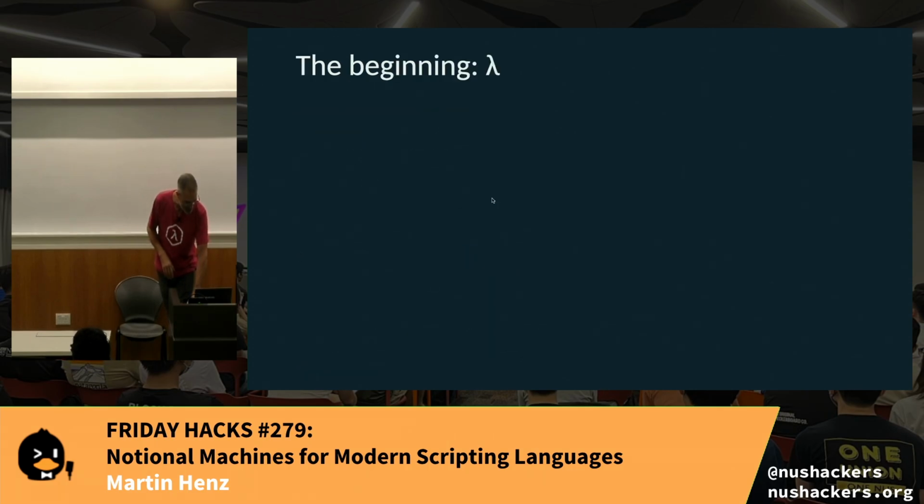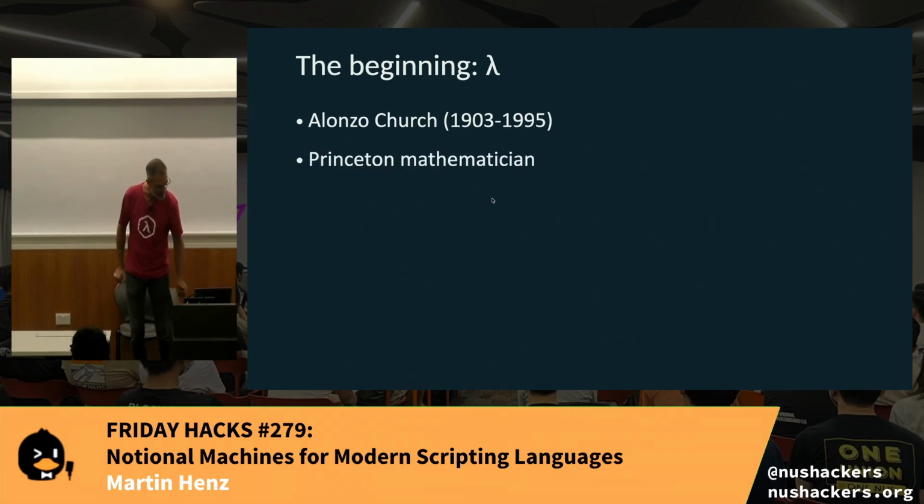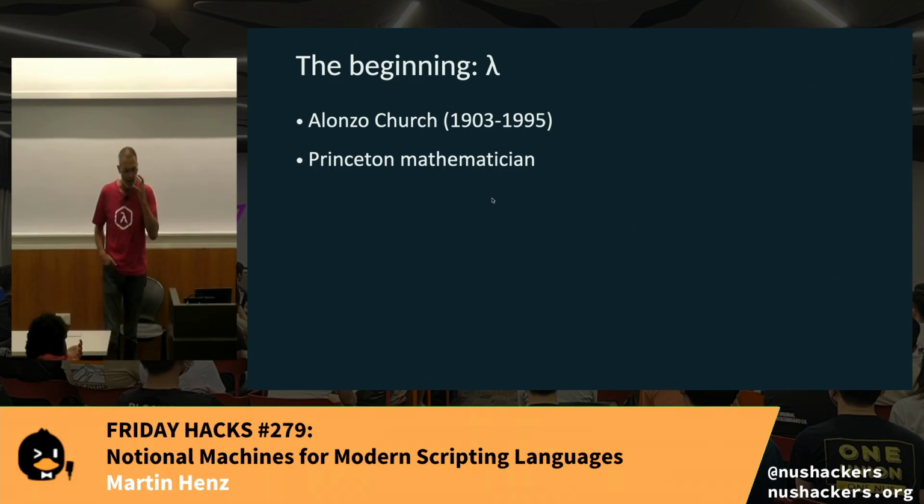So the first part, beginning with lambda. Alonzo Church was actually a mathematician at Princeton who was thinking about a foundation for mathematics. Back in those days, people were thinking, can we have a solid foundation that underlies all branches of mathematics?